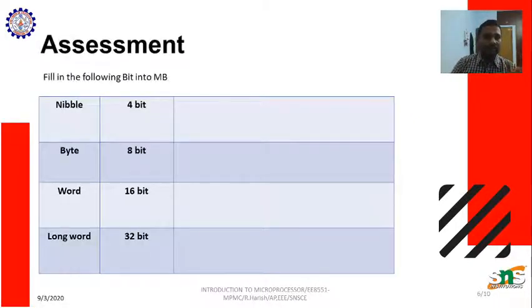Find the bits. Fill the following bits in MB. What is 4-bit, how much MB? 8-bit? 16-bit? And 32-bit? So 4 bits is a nibble, and 8 bits is a byte, 16 bits is a word, 32 bits is a long word. These are the assessment you can try. Nowadays we have 64-bit and 128-bit, so the bits are increasing.